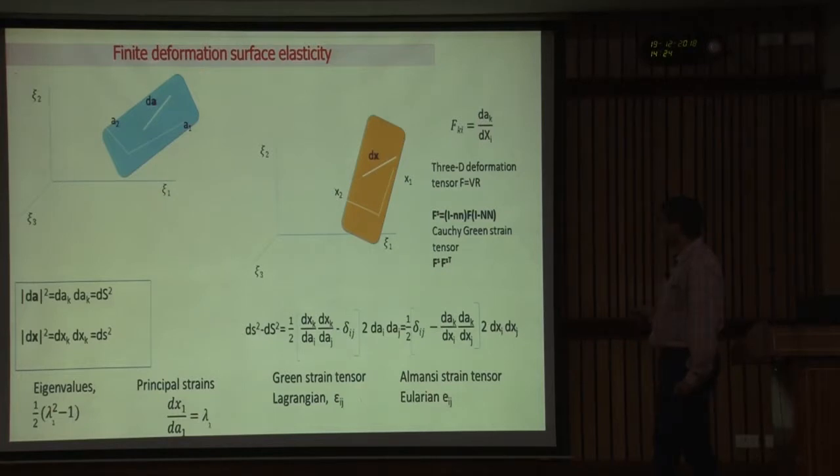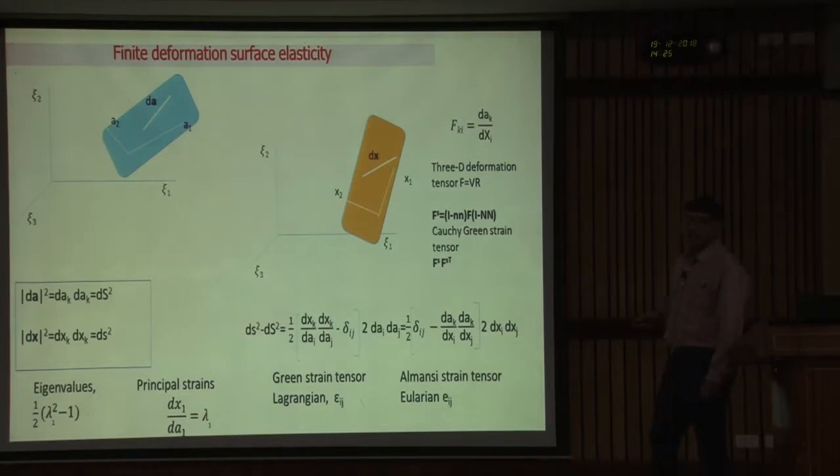And so if you have a reference surface with tangent vectors A1 and A2, which goes into a deformed state like this, one can always, and these are embedded in a continuum of zeta 1, zeta 2, zeta 3, you can always have a mapping of the deformed configuration to the reference configuration through the embedded space. So one can write a three-dimensional deformation tensor and convert it into a Cauchy-Green strain tensor.